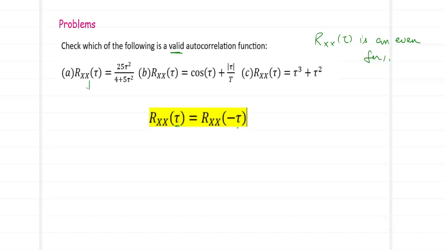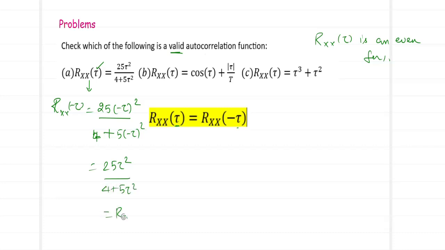So we will try with the first problem. This is my Rxx of tau. I am going to replace it with Rxx of minus tau, wherever I have tau, I replace it with minus tau. So 25 into minus tau the whole square divided by 4 plus 5 into minus tau the whole square. Minus tau the whole square gives you the same tau square. So it becomes 25 tau square over 4 plus 5 tau square, which is the same as our Rxx of tau. So we verify that the first one is a valid autocorrelation function.